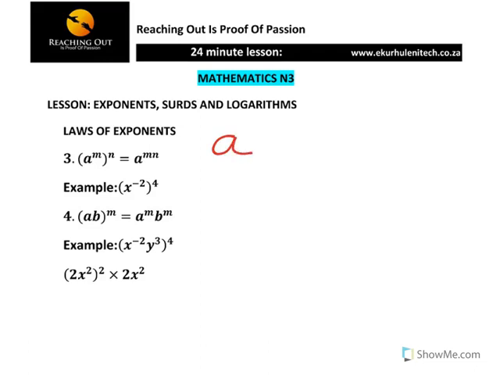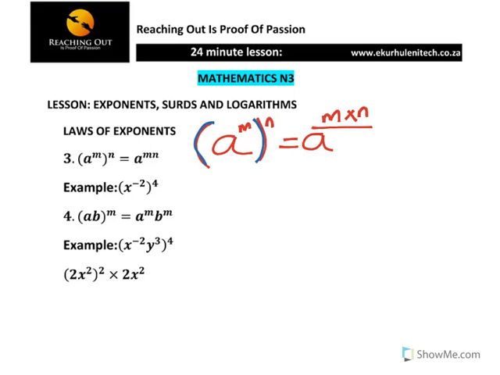The next law, (a to the power m) to the power n is equal to a to the power m times n. In other words, they are saying a to the exponent of m, there is a bracket, to the exponent of n, is equal to a to the exponent of m times n. You multiply whenever there are two exponents separated by this bracket. When you see a bracket and there are two exponents, they multiply each other.